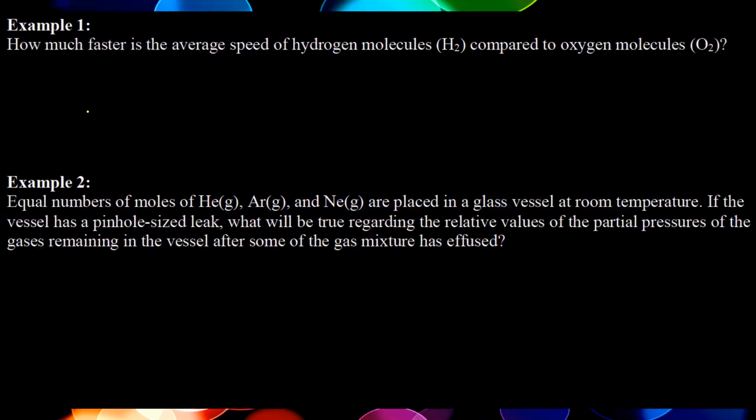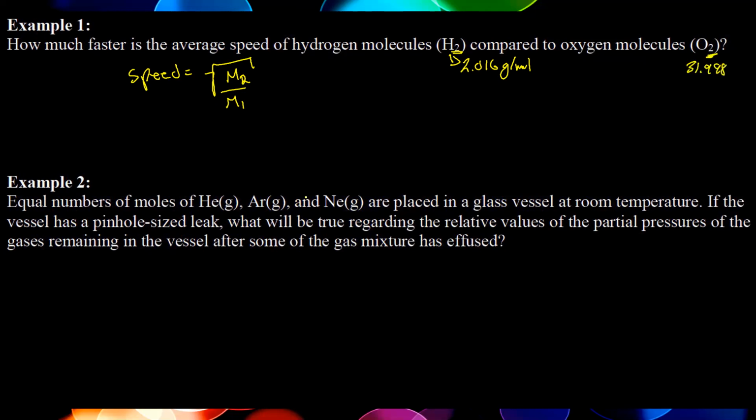Okay. How much faster is the average speed of hydrogen molecules compared to oxygen molecules? Well, their comparative speeds is equal to the square root of molar mass 2 over molar mass 1. For this, I'm going to need molar masses, so I'm going to look these up on the periodic table. Hydrogen is 1.008, so when I multiply by 2, because it's H2, that is important, 2.016 grams per mole. And oxygen is 15.999, so when I multiply that by 2, I'm going to get 31.998.